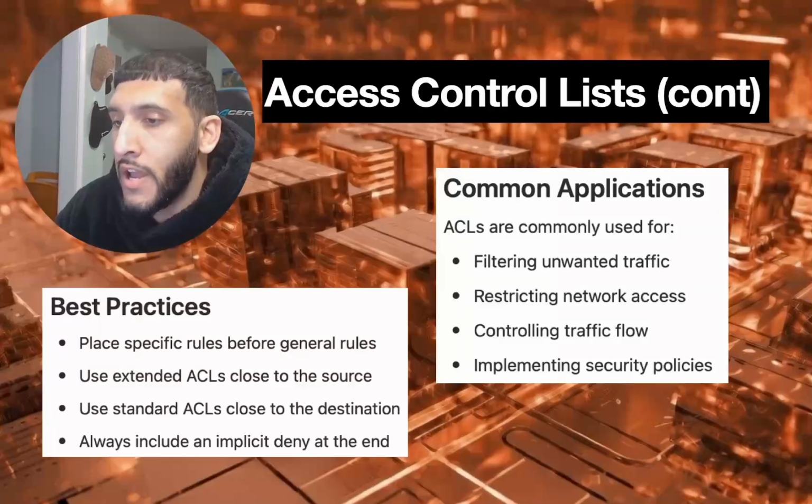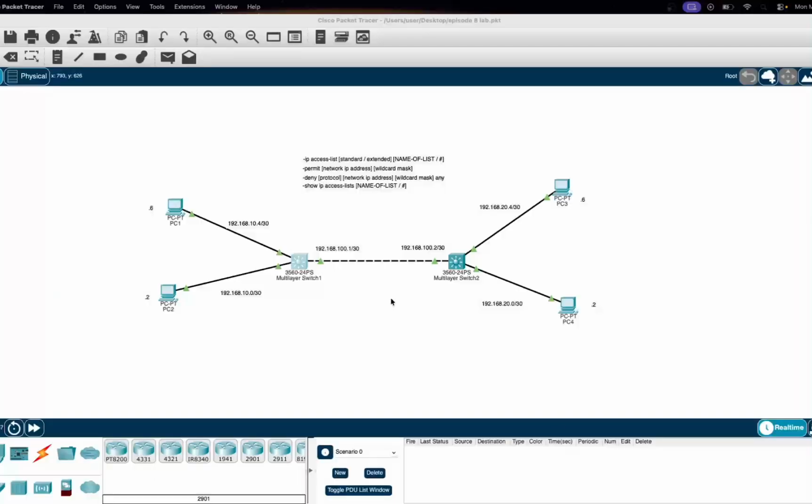And with that, you should have a good idea of what an access control list is. Now we can configure one. Okay, you guys, now I'm going to show you how to configure an access list. Over here we have 2 PCs connected to a switch, which connects to another switch, which connects to 2 more PCs.